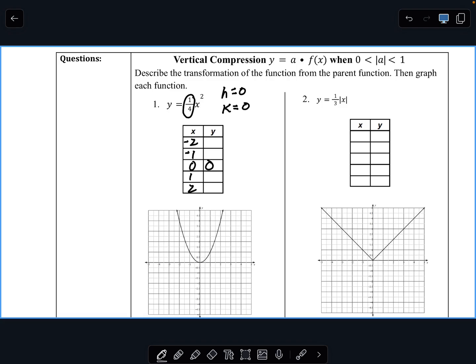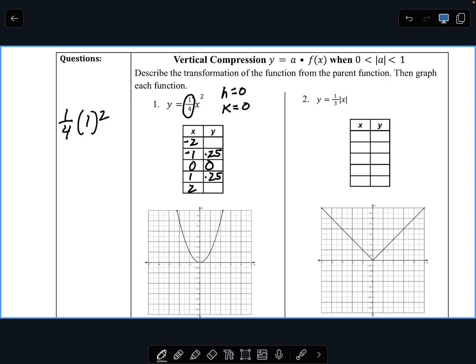So let's fill in these numbers. 1/4 times negative, no, let's start with 1. So 1 and negative 1 should be the same. Okay, well, what's 1 squared? 1 times 1 is 1, times 1/4. I'm going to end up with what? 0.25. And I'm going to end up with it here.